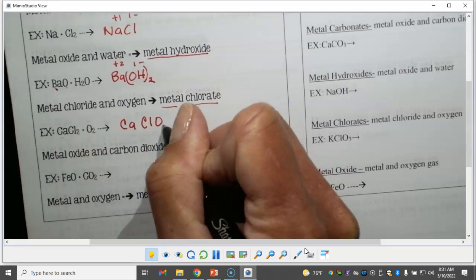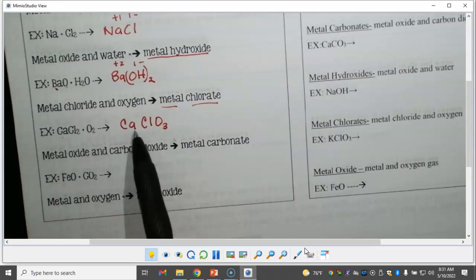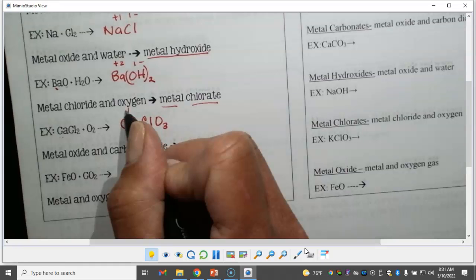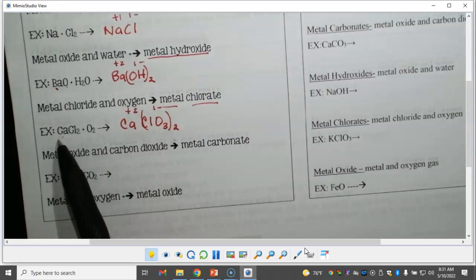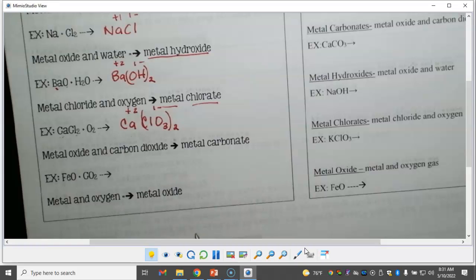ClO3. Very good. So I take the metal from the reactant, pair it up with chlorate, and check my oxidation numbers. Calcium is +2, chlorate is -1. So who needs the subscript? Chlorate. Again, that metal could be anything. It could be magnesium chloride, barium chloride, strontium chloride. Doesn't matter what it is. If it's combining with oxygen, it'll make a metal chlorate.